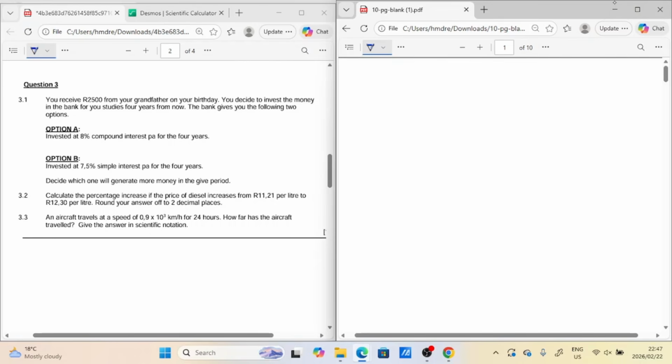So 3.1. You receive 2,500 Rand from your grandfather on your birthday. You decide to invest the money in the bank for your studies 4 years from now. The bank gives you the following two options. So option A is we've got compound interest, and option B is simple interest. Decide which one will generate more money in the given period. Okay, so let's have a look at option A.